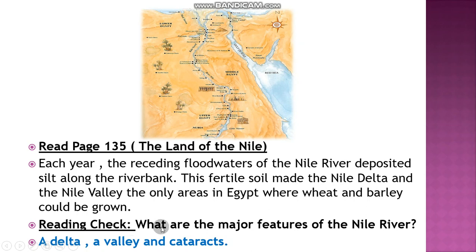For this part, there's your reading check. Your question says, what are the major features of the Nile River? Again, what are the major features of the Nile River? Yes, you're right. The answer is delta, valley, and cataracts. Excellent.